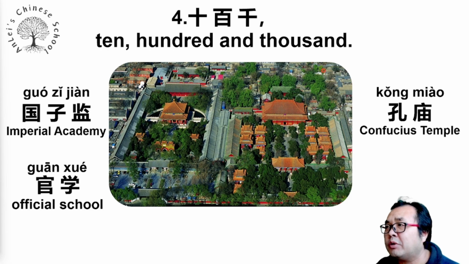This is the Confucius temple in Beijing. It was built over 700 years ago in the Yuan dynasty when Mongolians ruled China. On the left side, this is the Guozijian Imperial Academy. That is the official school.